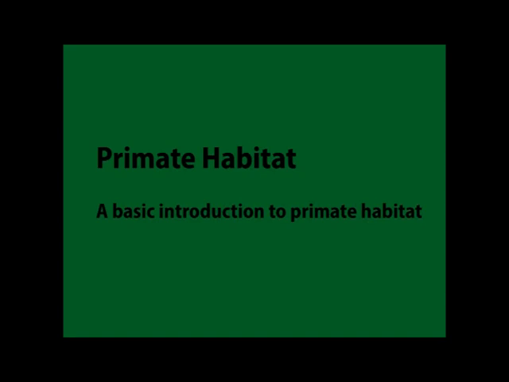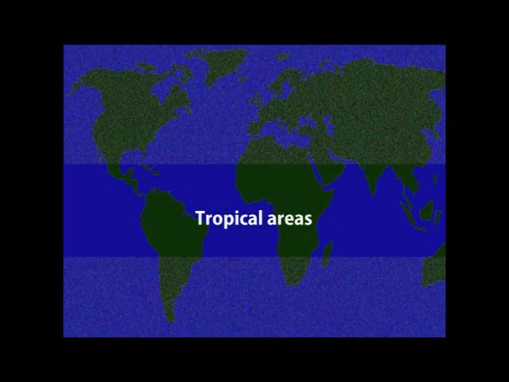A basic introduction to primate habitat. A large proportion of primates live in tropical areas. Only a tiny proportion of primates live outside of tropical habitats. For instance, Barbary macaques live in the Atlas Mountains of Algeria and Morocco. Snow monkeys live in the mountains of Japan.